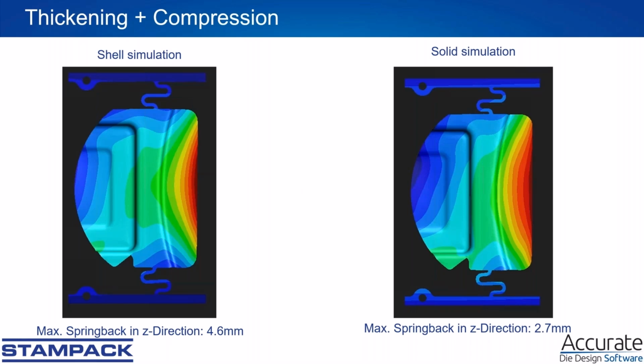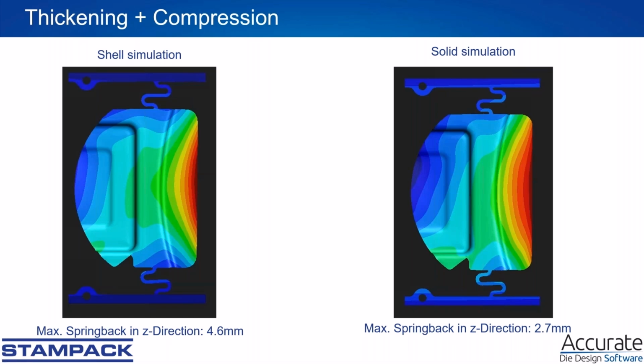So in shell simulation, the software predicts 4 to 6 millimeter. In solid simulation, the maximum springback in Z direction is 2.7 millimeter. This is because we introduce a lot of plasticity and stretching just at the very end of the simulation. It turns out that in this particular case, the solid simulation was really precise. I think the real springback was 2.79 millimeter.